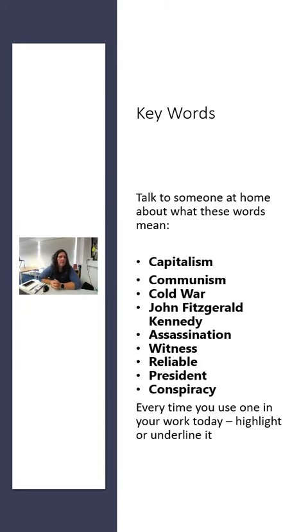Okay, so to begin with, there are several key words that you may or may not have heard of before, which will crop up in this lesson. I'd like you to perhaps read them out to somebody at home. There's capitalism, communism, Cold War, John Fitzgerald Kennedy, assassination, witness, reliable, president, and conspiracy, and perhaps talk about them and what they mean with someone at home before you start properly on this lesson. And then when you are doing the lesson, every time you use one of these words, I want you to highlight or underline it, please.